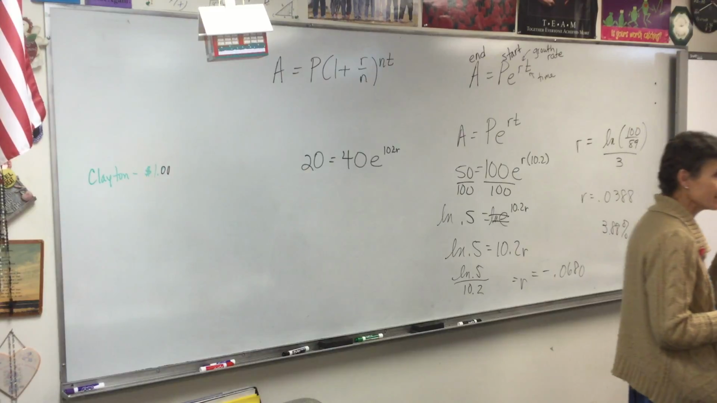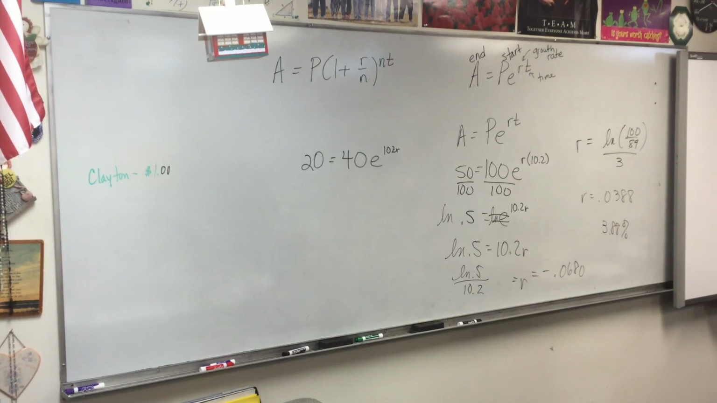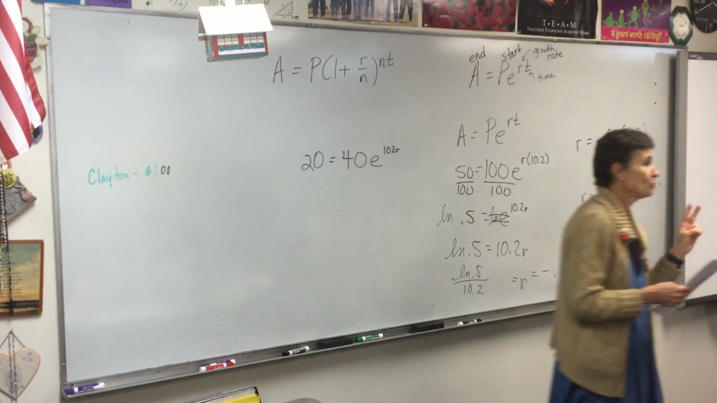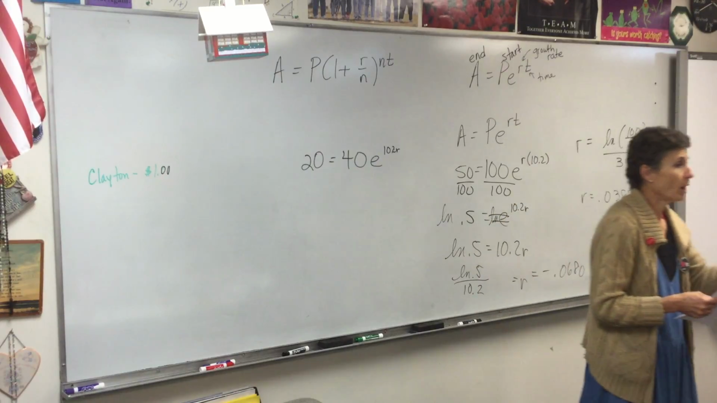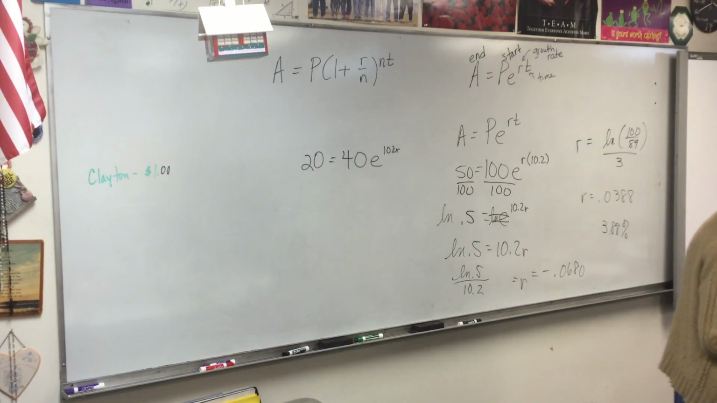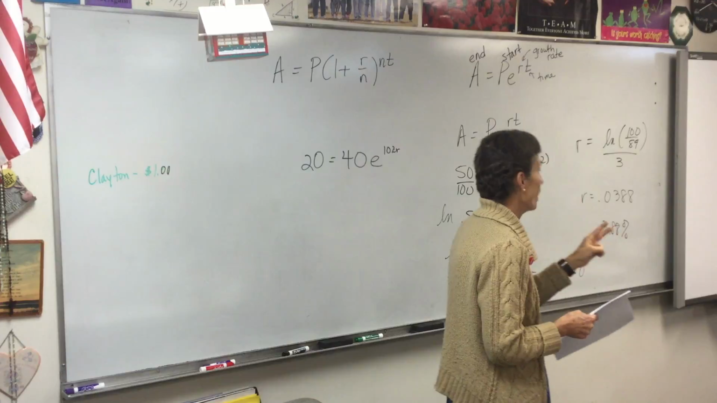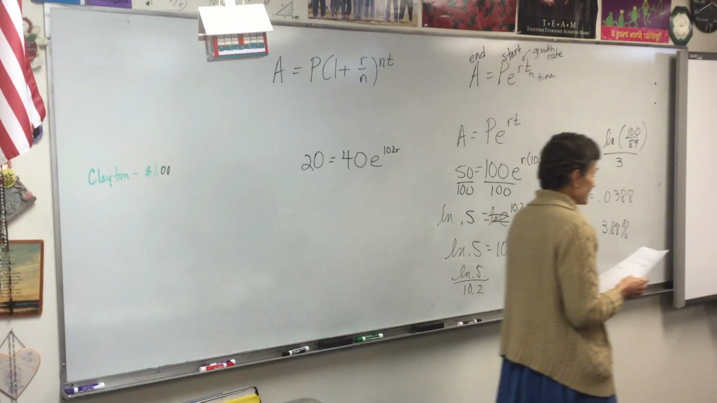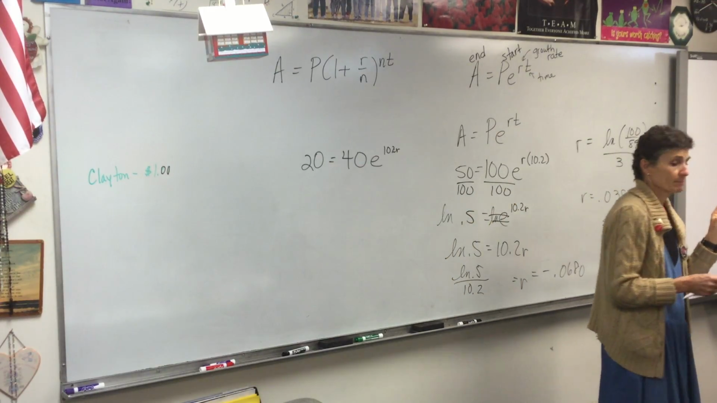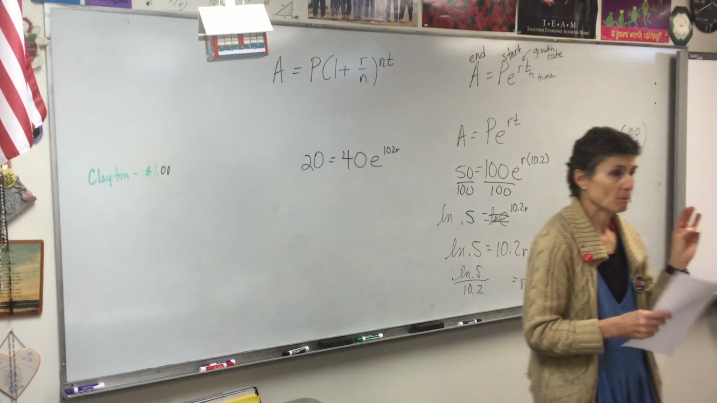What is the percent of growth? 2%. Why is it 2%? Because it's 1.02. However much you're more than 1 is your growth. What is the initial value? 3. All right, there you go. Everybody's got a perfect test question.